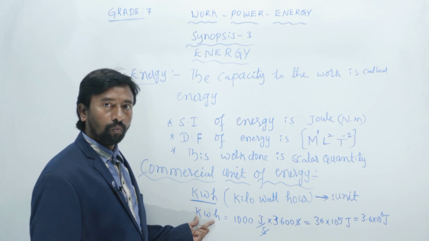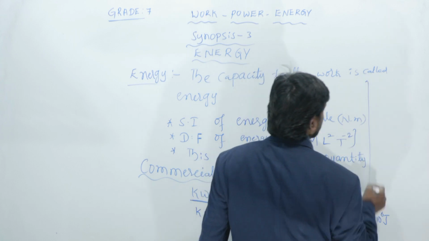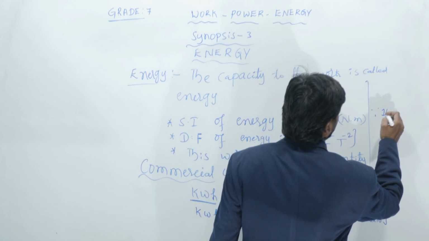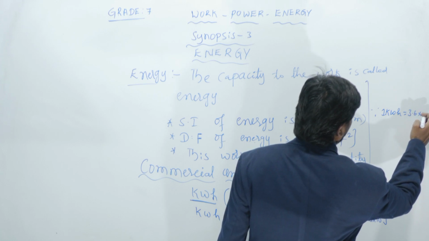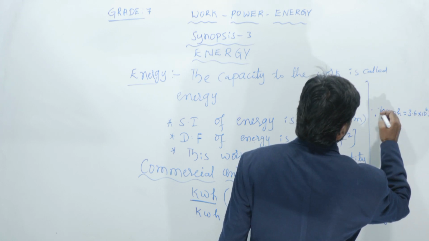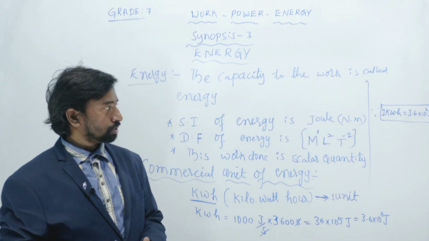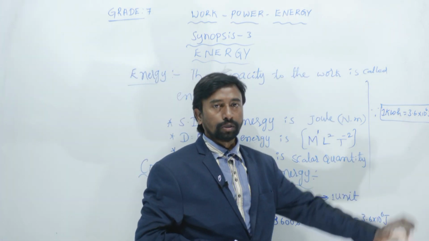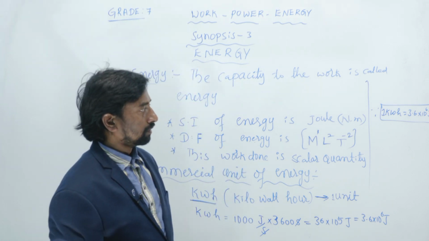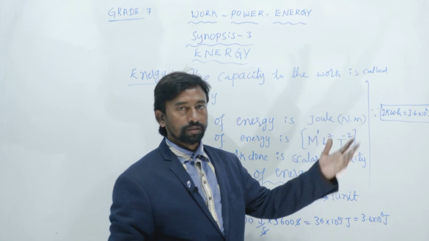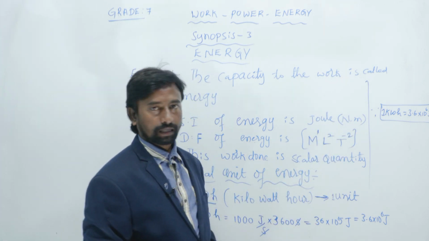So 1 kilowatt hour is equal to 3.6 into 10 to the power of 6 joules. So if any electrical appliance consumes this 3.6 into 10 to the power of 6 joules of electrical energy, then per hour, that is how many joules of energy it consumes. Based on that it can be calculated.